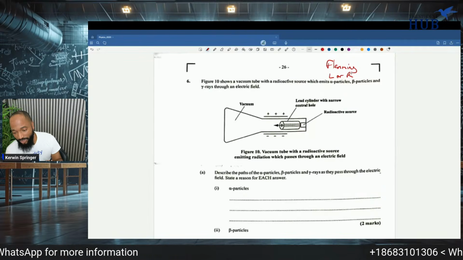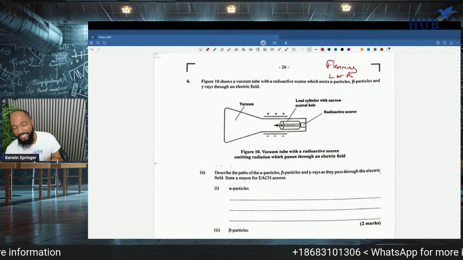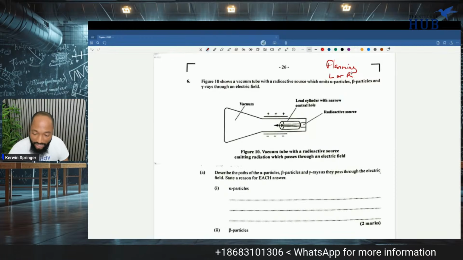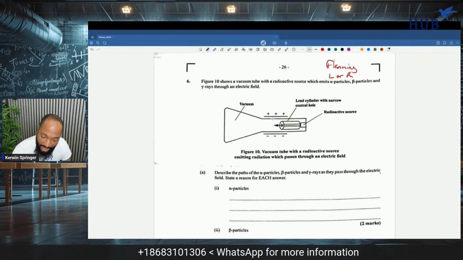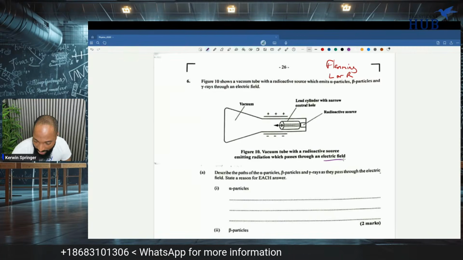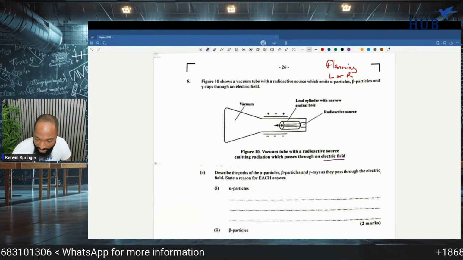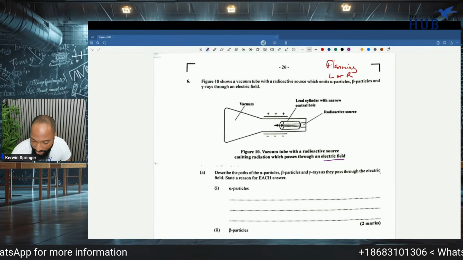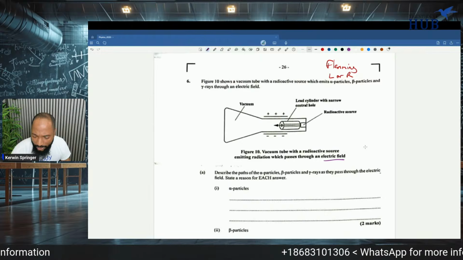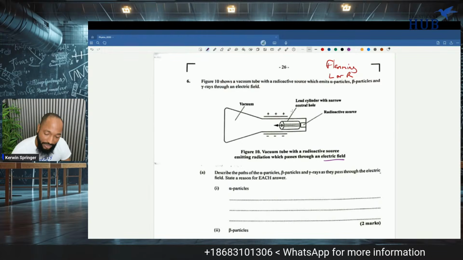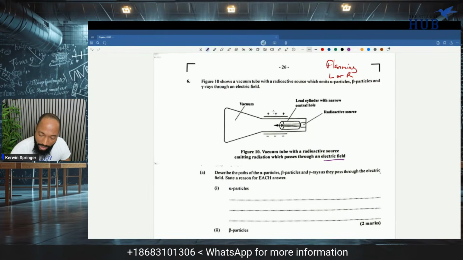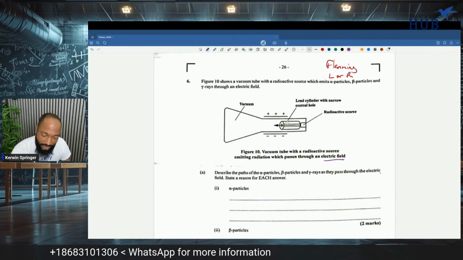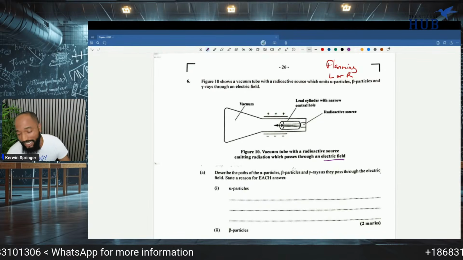So what do you think it is? I can tell you what we have. We have an electric field. Oh, this is actually not Fleming's. This is an electric field. My bad, I thought it was a magnetic field. If it was a magnetic field, it's Fleming's. So we still don't get to use Fleming's.